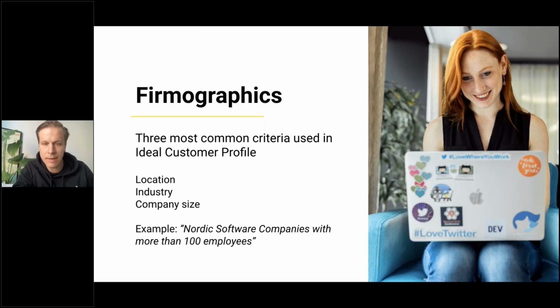Let's start with some definitions first. We'll heavily focus on something called firmographics this time, because when you define your ideal customer profile, the most common data points we all use are often location, industry, and company size. Very often we use those data points as ICP criteria. Here's an example: Nordic software companies with more than 100 employees, or Stockholm-based restaurants with more than $1 million in revenue.